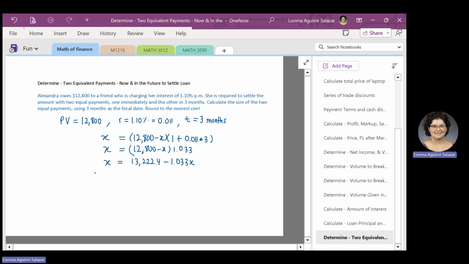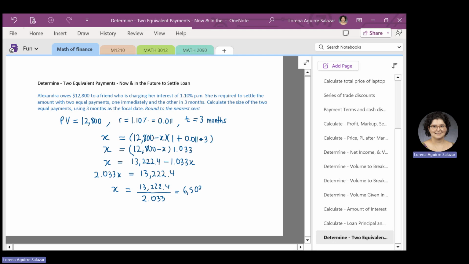As we move this term over to the left, we get 2.033X should be equal to 13,222.4. So X should be equal to 13,222.4 divided by 2.033. And that gives us the number 6,503.8858 and so on.